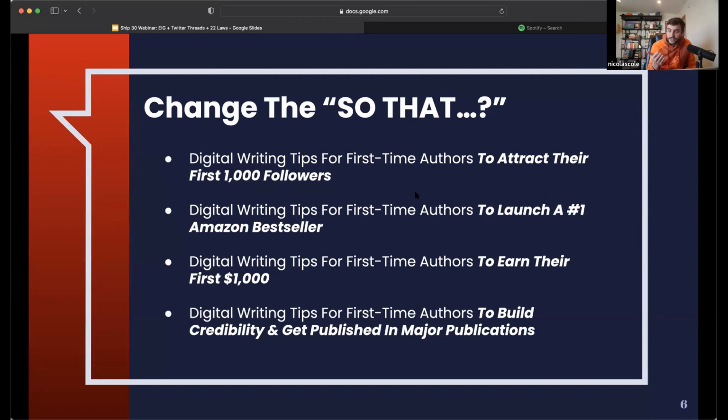It's the same audience, it's the same topic, but when you change the outcome, the 'so that', why is this important? All of a sudden, it's different, right? You have a different essay, you have a different thread, you have a different book, you have a different email course. It's a different thing, right?